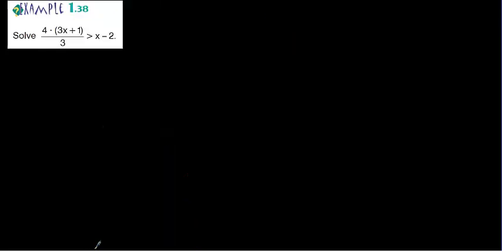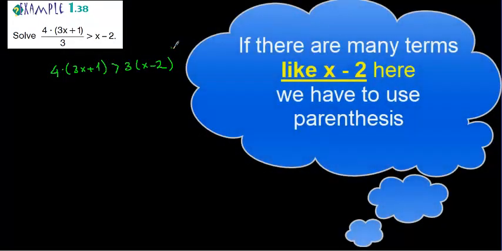Okay, one more solution of this type. Here we have x minus 2. First we are going to use distribution and we are going to send this one to the other side. So 4 times 3x plus 1 is going to be greater than 3 times x minus 2. There is no single term, that's why we should write in parentheses. This part is important, we should be careful about this one.